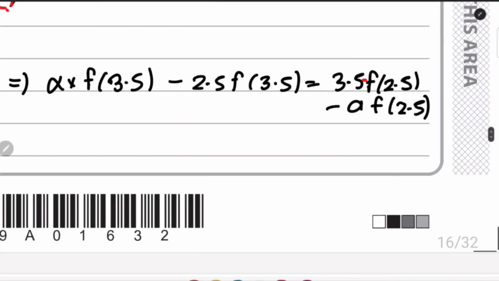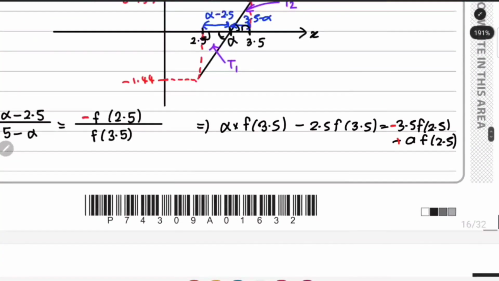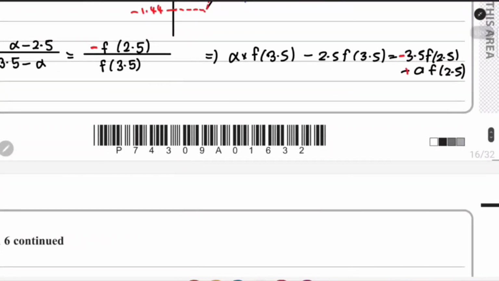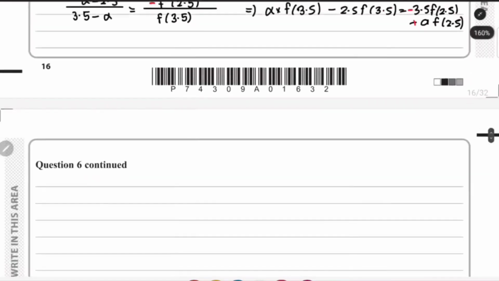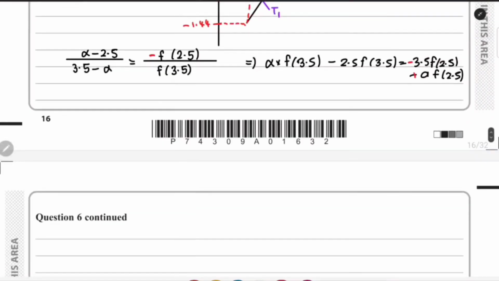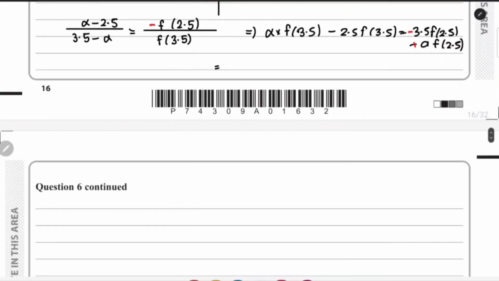So if this is minus 1 f of 2.5, we'll have a minus here, and if we bring a minus over here, this will become a positive. You can put the values in at this stage if it's more comfortable. I'd like to calculate directly, so I'll make alpha the subject at first.